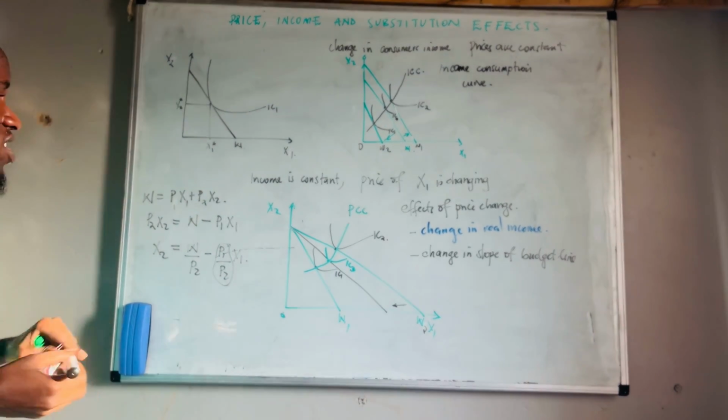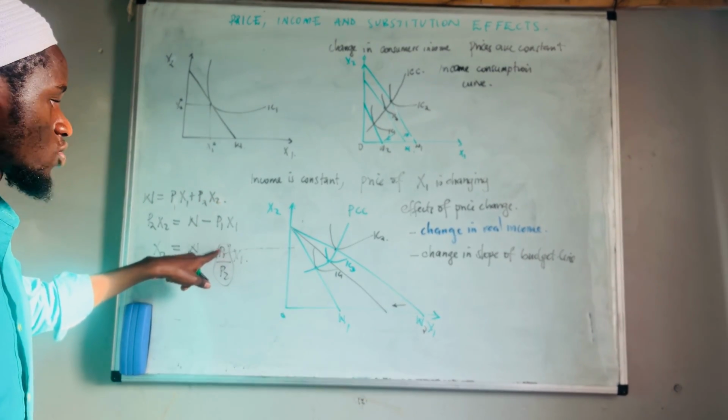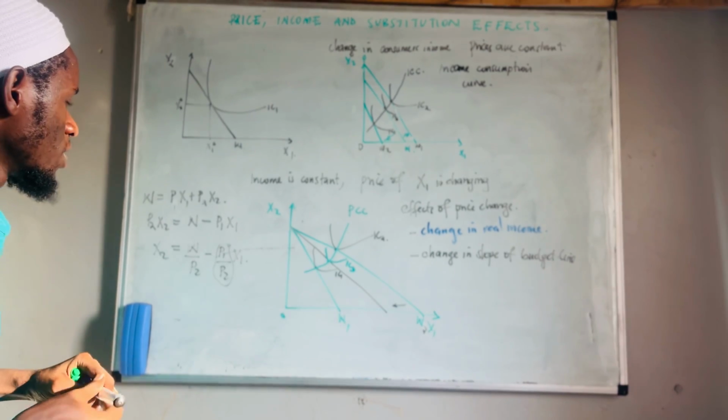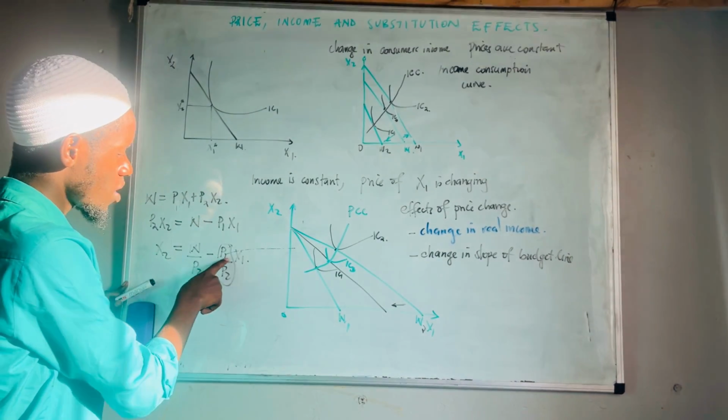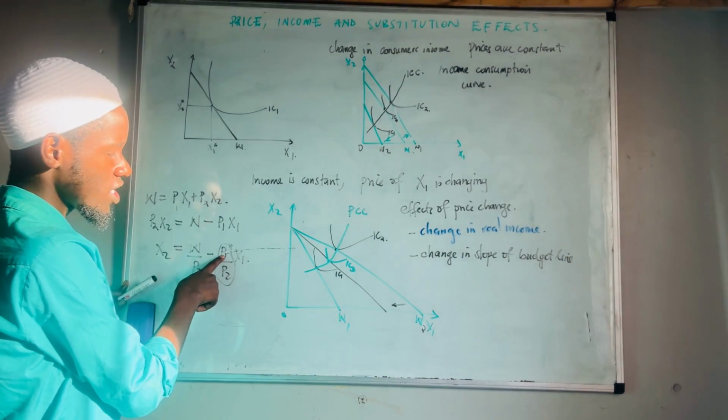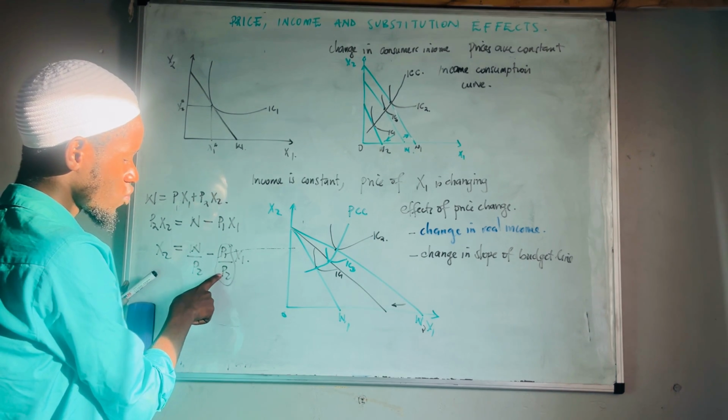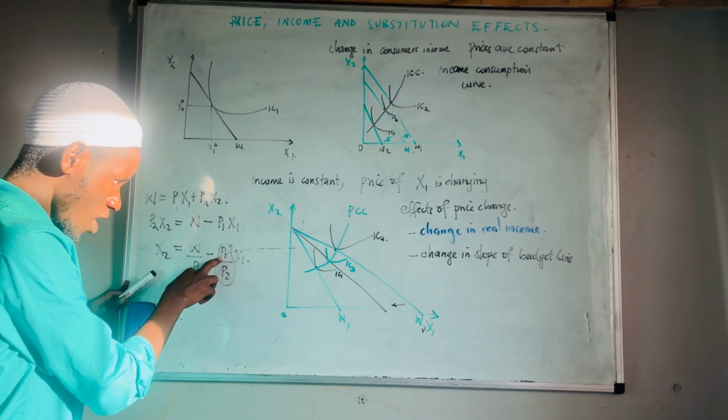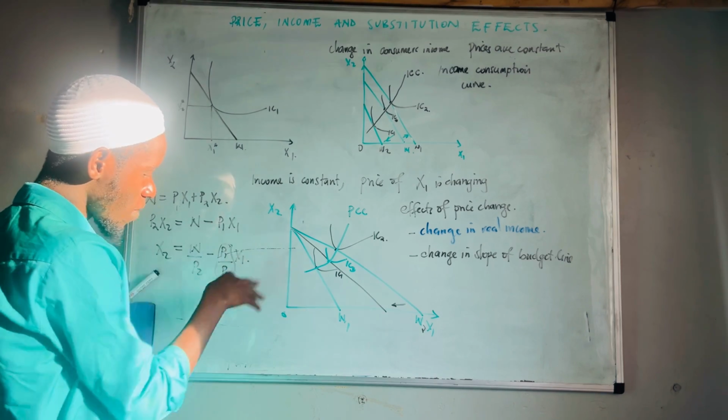Therefore, if there is a change in the price of one commodity, it has changed this slope. For instance, P1 is the price of commodity X1, and P2 is the price of commodity X2. If P1 changes, this slope has to change.